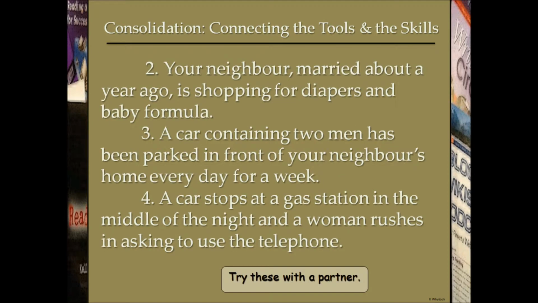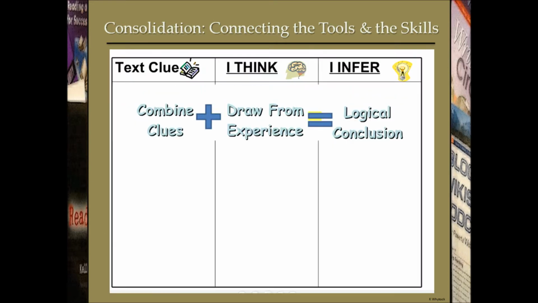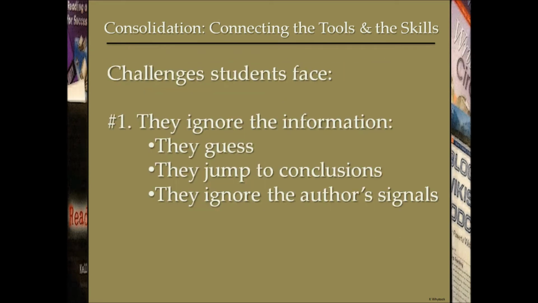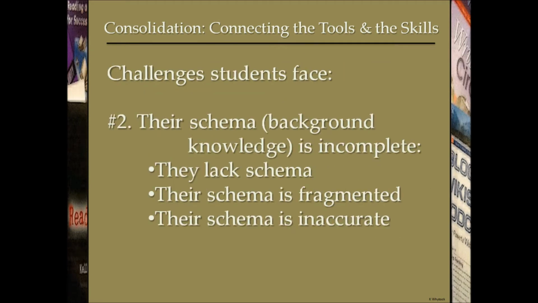And these other situations, right? Diapers and baby formula. If I knew nothing about where babies came from, then I would have trouble making an inference. So it means building inference skills means the students need the schema, the background knowledge, in order to make those kinds of connections. Their schema could be fragmented. Their schema could be inaccurate. It could be based on myths and rumors and stories they've heard from friends.